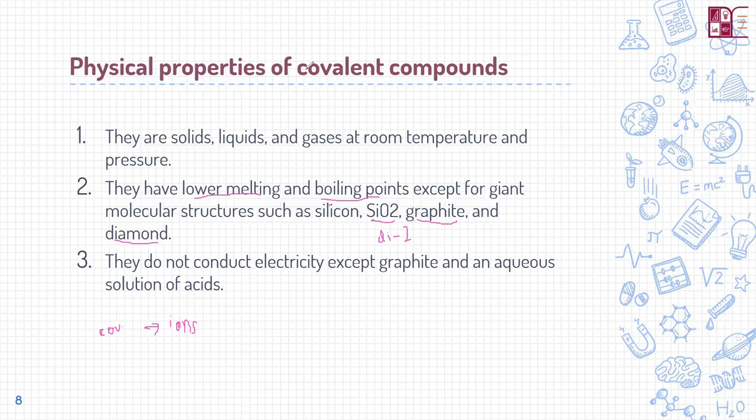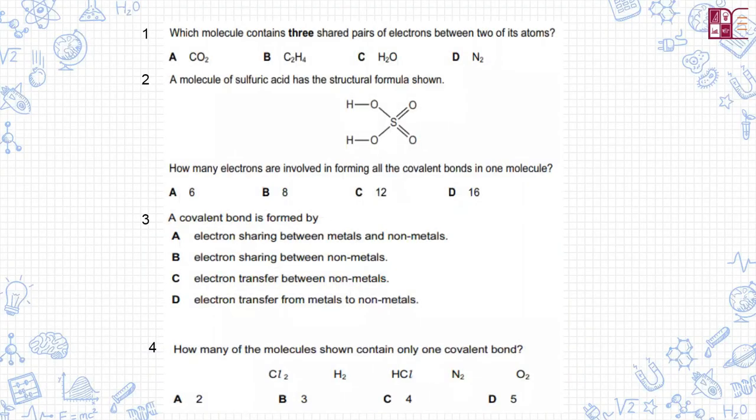Coming to my next slide, I'm going to discuss with you some practice examples, so you all have a bit of an idea. The first question is, which molecule contains three shared pairs of electrons between two of its atoms? They're asking about three shared pairs of electrons. Three shared pairs means three covalent bonds like these.